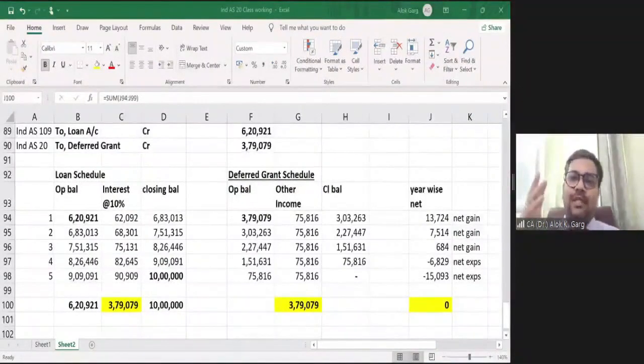The concept of forgivable loan was very simple: when the government waives the loan, I will take it to other income. But the second one is if the government has given this loan at a lesser rate of interest or interest free. In that case, how to do the accounting, that I have discussed. Forgivable loan is different, and interest-free loan and concessional rate loan are different. In the first case the government is waiving the principal, in the second case the government is waiving the interest. I hope it is clear to everyone now. Shraddha, I hope it is clear to you also.